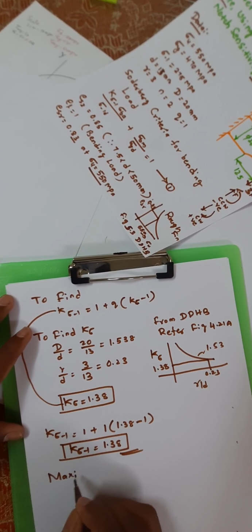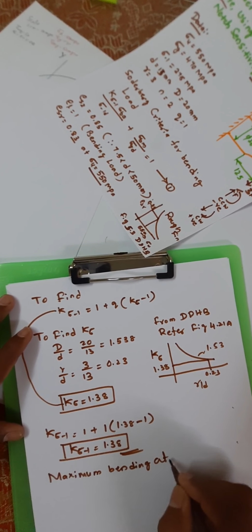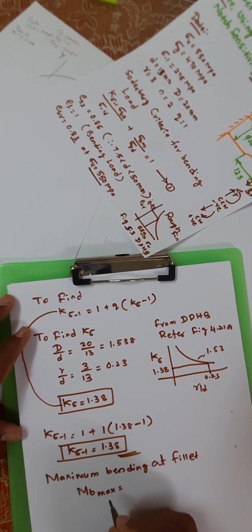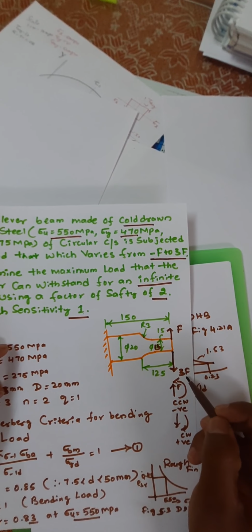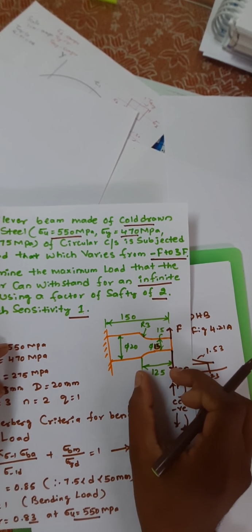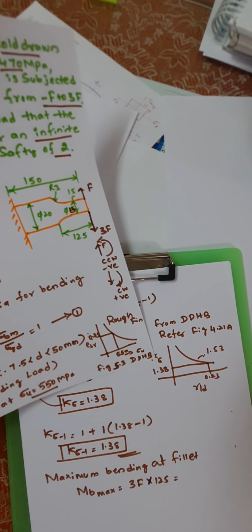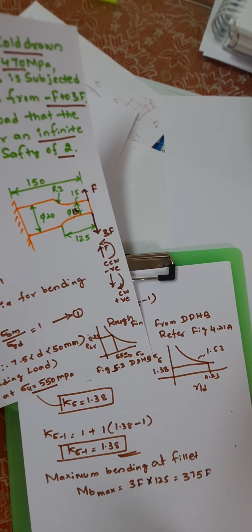Next, maximum bending at fillet, that is equal to MB max. MB max is equal to 3F, the force which is varied. The load varies from minus F to 3F. At what distance? At 125. If you simplify this, we will get 375 F.